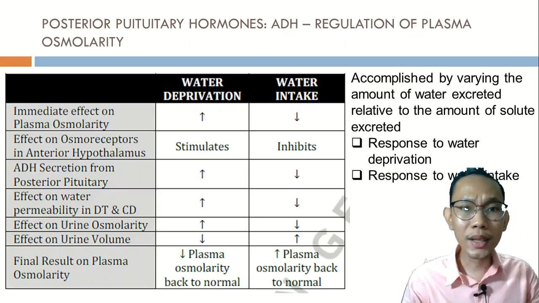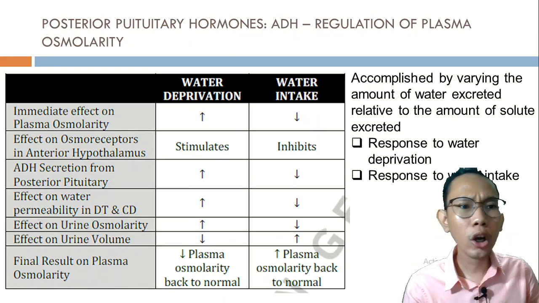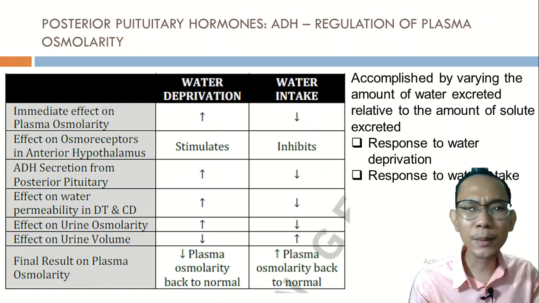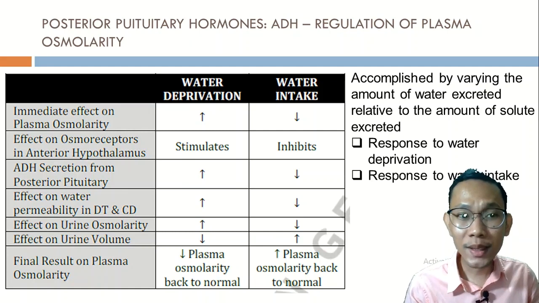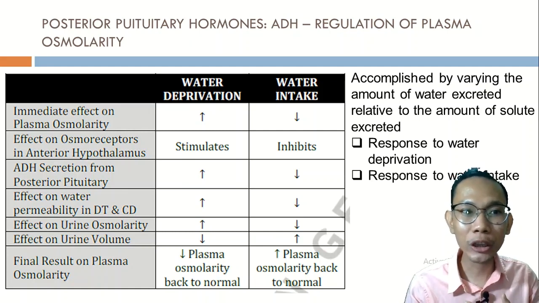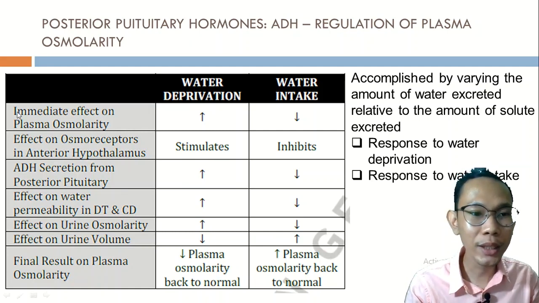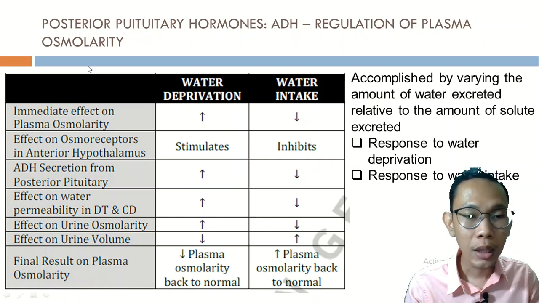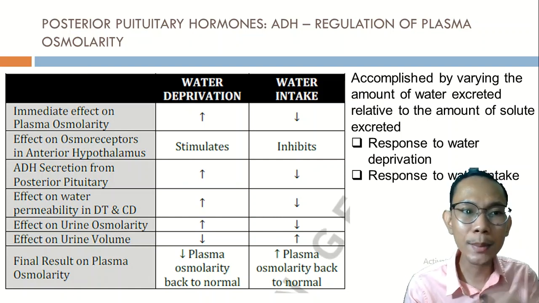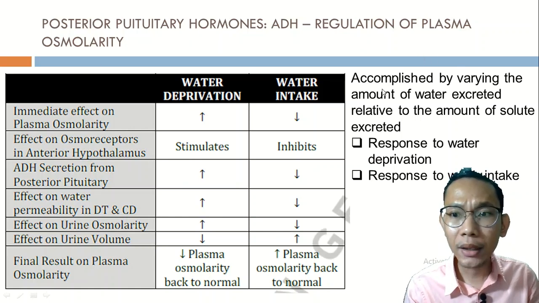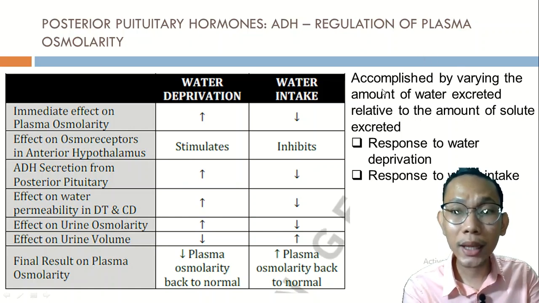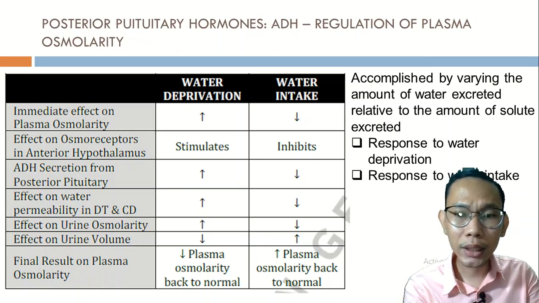Let's take a look at this example. How do we regulate our plasma osmolality? In a biologic system, we prefer the term plasma osmolality, but some books still use plasma osmolarity. It is accomplished by varying the amount of water excreted relative to the amount of solute excreted, in response to water deprivation or water intake.